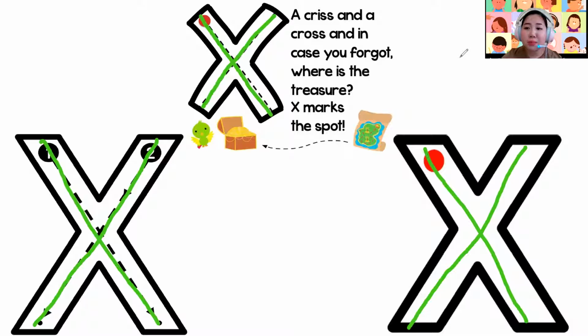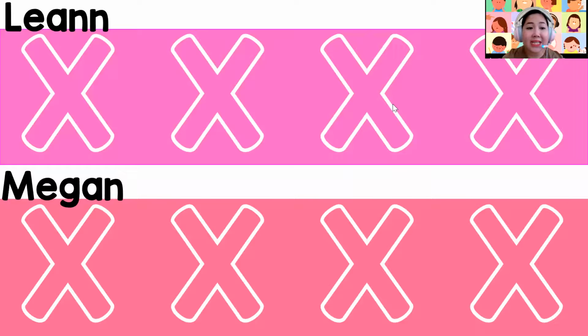X marks the spot. So for this slide, you can pause the video so you can practice writing the letter X on the screen. I will be writing on Megan's side of the slide. So line down, go to the other side, another line slanting down. Go to the top, slanting line going down. To the other side, another slanting line.